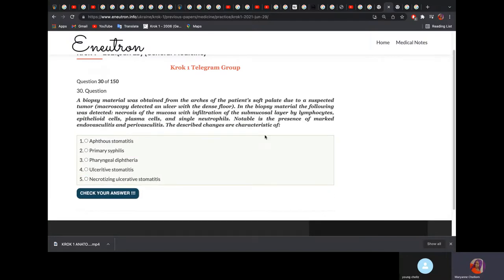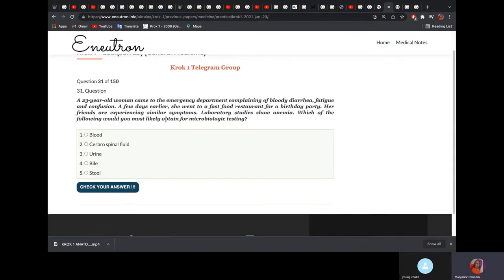A biopsy material was obtained from the arches of the patient's soft palate due to a suspected tumor. Microscopy detected an ulcer with a dense wall. In the biopsy material, the following was detected: necrosis of the mucosa, infiltration of the submucosal layer by lymphocytes, epithelial cells, plasma cells, and single neutrophils. There was also endovasculitis and perivasculitis. What disease is this? So I think that syphilis and tuberculosis are very similar. But once you see endovasculitis or perivasculitis, or you see inflammation around a vessel, always go for what? Syphilis.